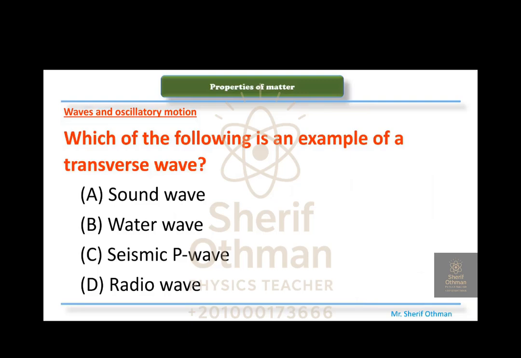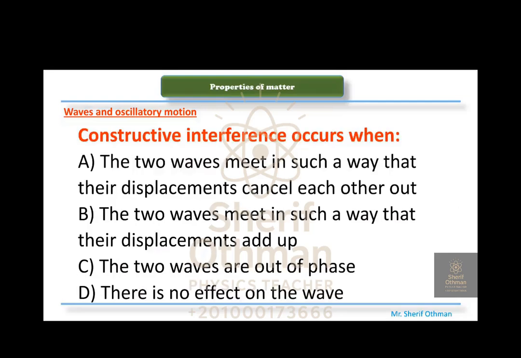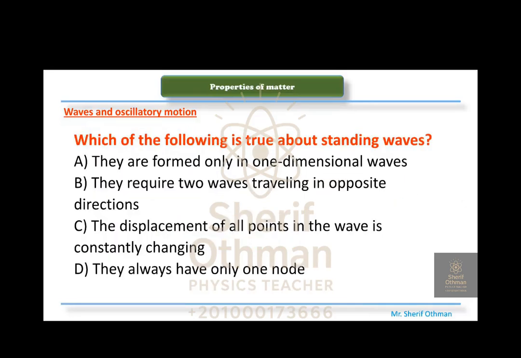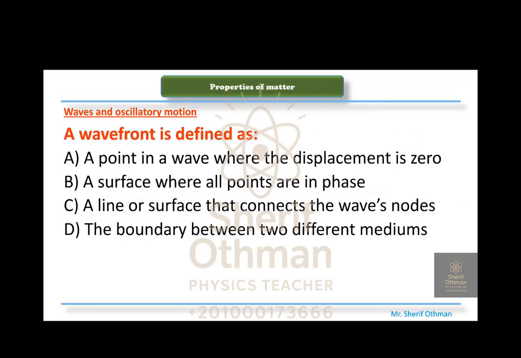Which of the following is an example of a transverse wave, guys? Well done, water wave. Constructive interference occurs when, constructive meaning building, increasing the strength of the wave, two waves meet in such a way that their displacements add up. Which of the following is true about standing waves? They require two waves traveling in opposite directions. A wavefront is defined as a surface where all points are in phase. In phase means similar to each other.